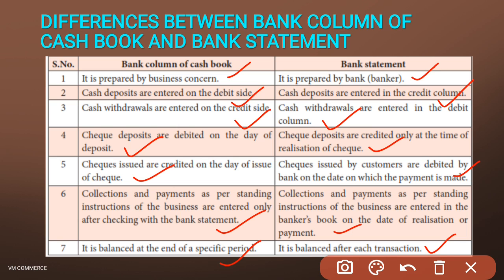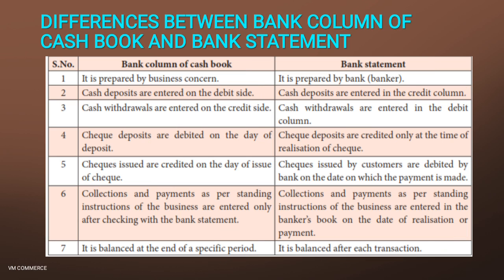When 10,000 is deposited, they immediately credit the money and show the balance of the account, how much bank balance is available in his account. So immediately after each transaction the banker enters the money. These are all the differences between the bank column of the cash book and the bank statement.